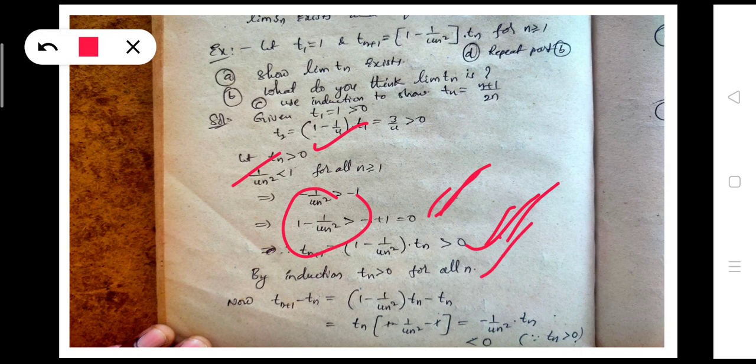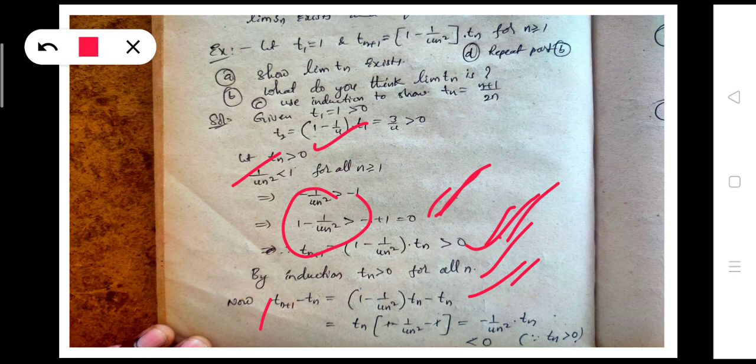Now, we consider Tn plus 1 minus Tn. We know the value of Tn plus 1 and the value of Tn. So Tn plus 1 minus Tn is equal to 1 minus 1 by 4n square into Tn minus Tn, writing Tn the same way. Taking Tn common, Tn into 1 minus 1 by 4n square minus 1. Minus 1 plus 1 gets cancelled. We have only minus 1 by 4n square into Tn.